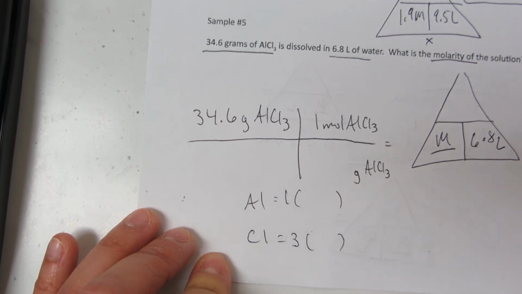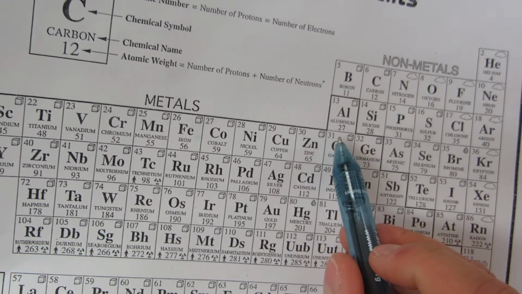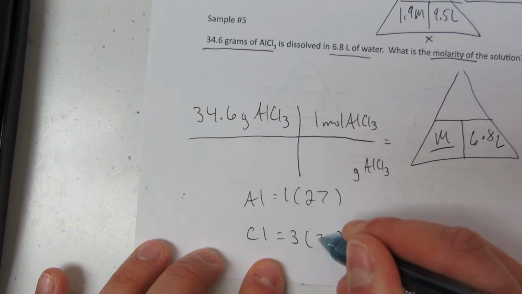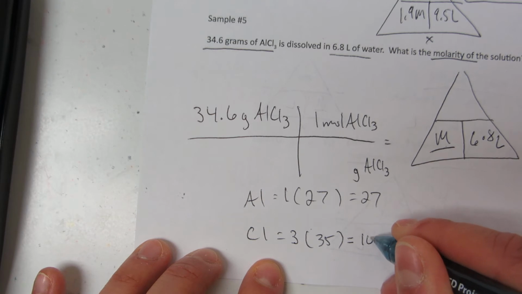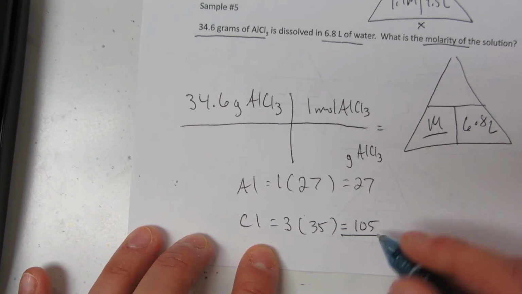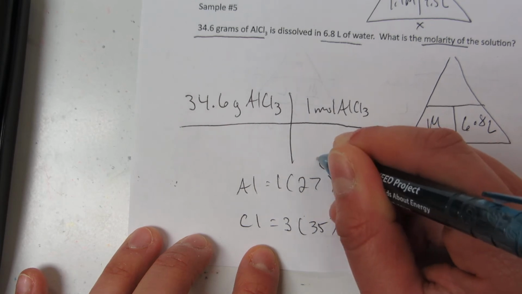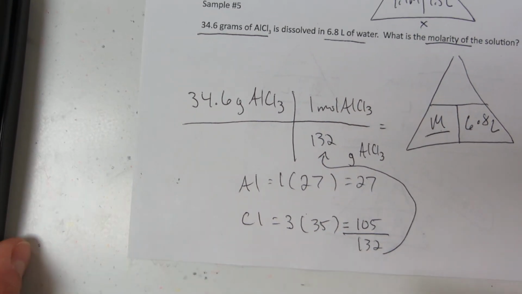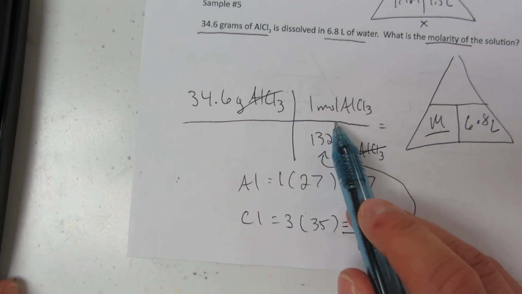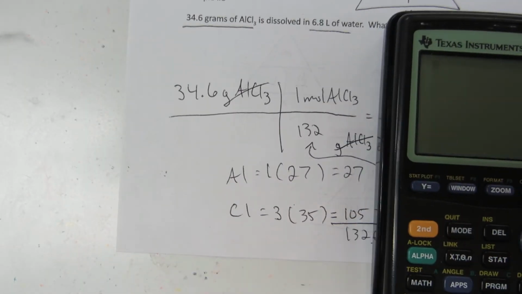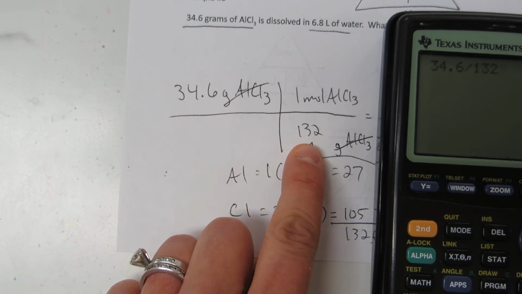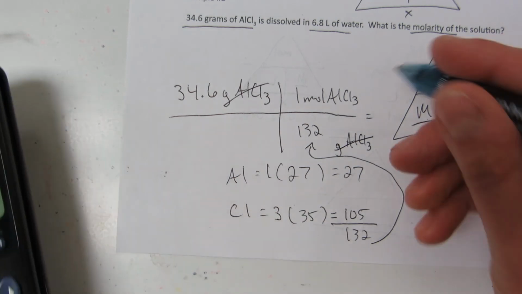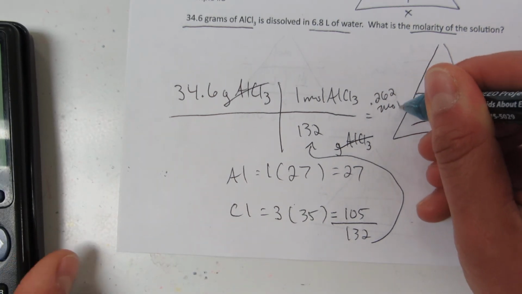This is where I need the periodic table. Aluminum's mass is 27, chlorine is 35. 27, 35, that's 27. 3 times 35 is 105. So if you add those together, you get 132, and that goes right here. Okay, so grams cancels out grams, we'll be left in moles. So we're going to do 34.6 divided by 132. So we get 0.262 mole. So that's not our end answer.